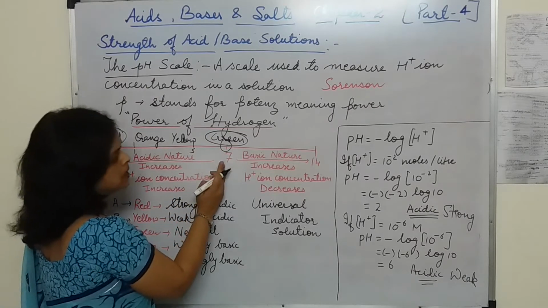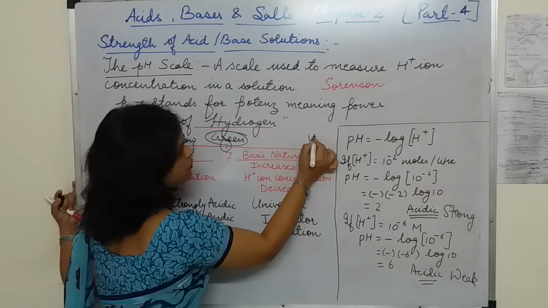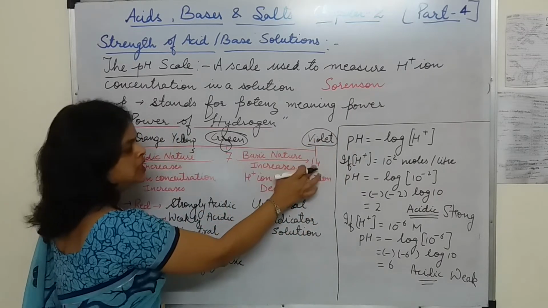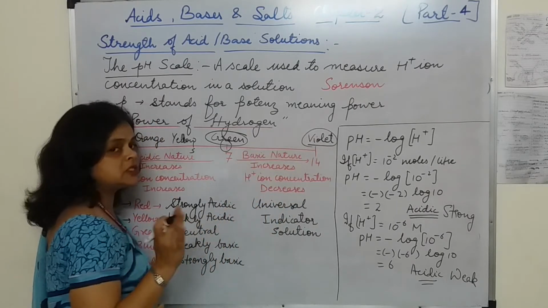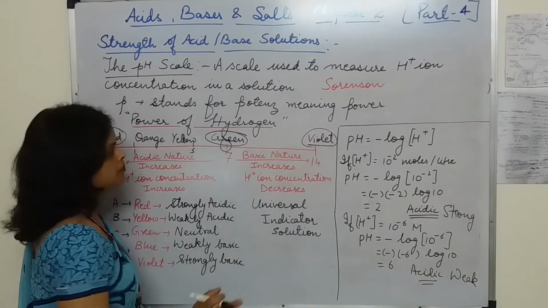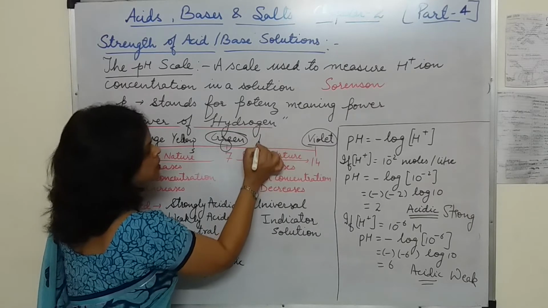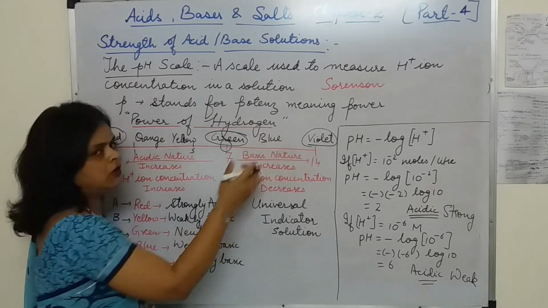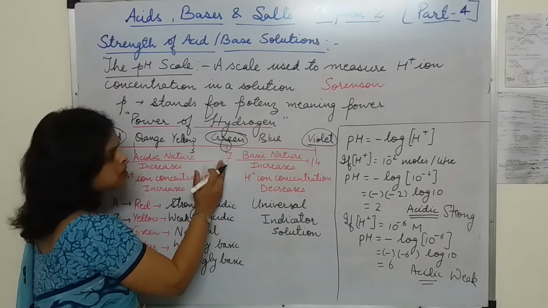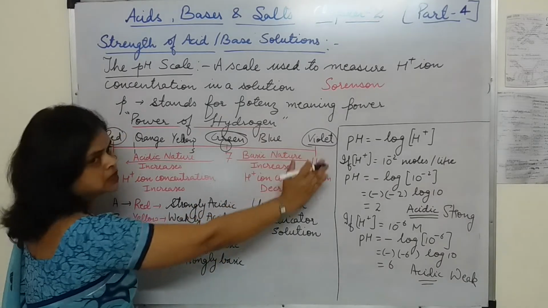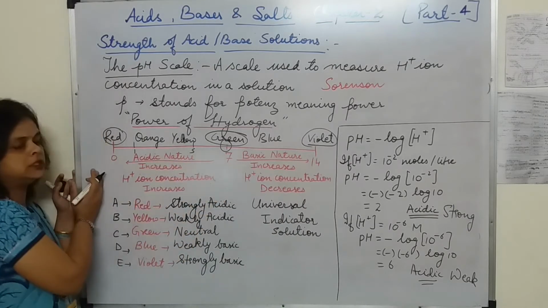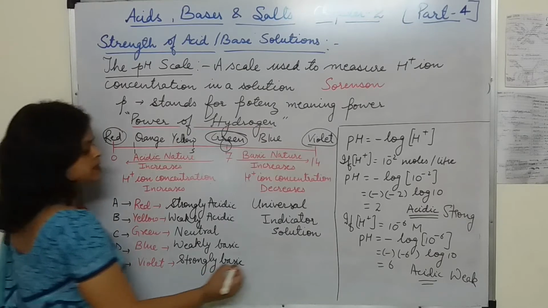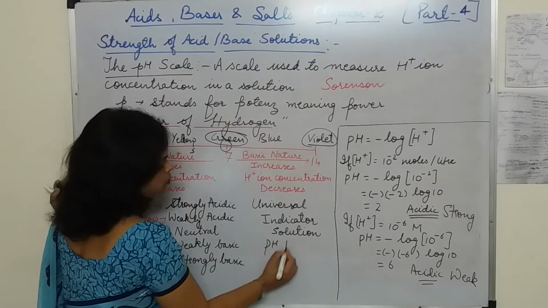And when you move from 7 to 14, the 14 has the violet color. A 14 violet color solution is strongly alkaline, strongly basic. Here when it is showing the blue color, then it is mildly alkaline or weakly alkaline. So from green to violet it shows that basic nature is increasing. From green to red it shows that acidic nature is increasing. Students, in the labs we also have pH paper.